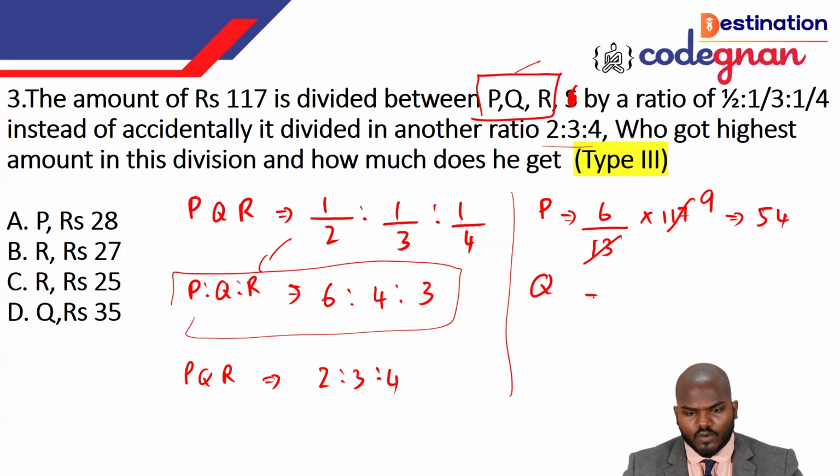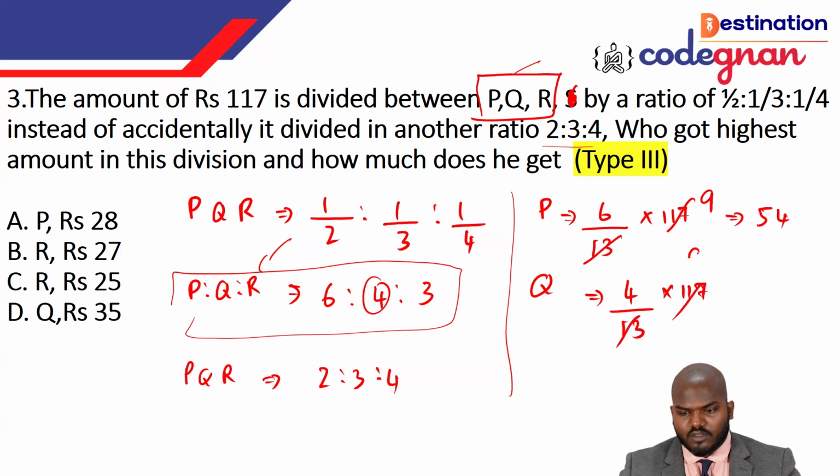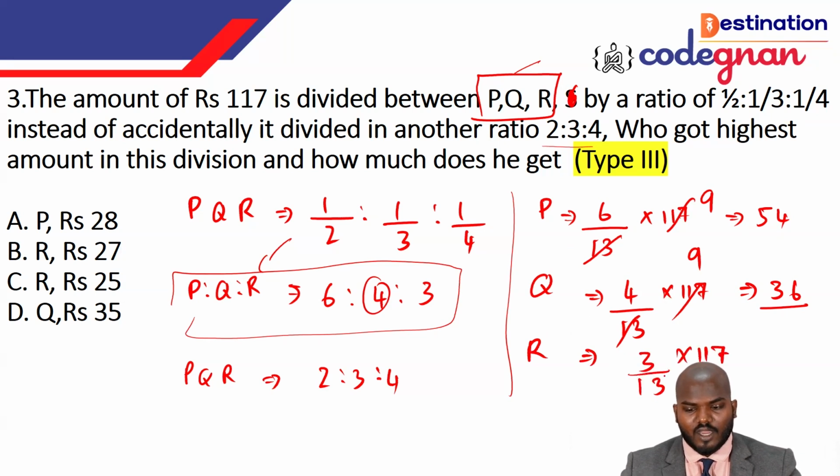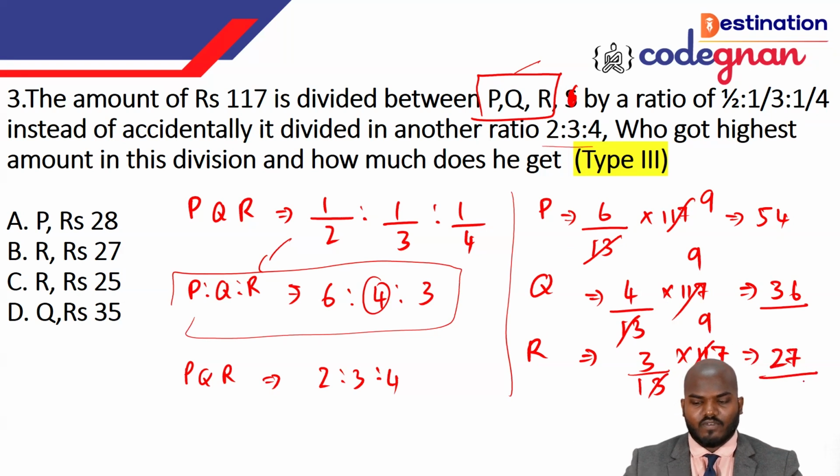And going for Q, which is 4, that is 4 by 13 times 117. 13 times 9, if you multiply, will give you the value 36. And R is again 3 by 13 times 117, which will give you 27. Okay, so here we can say that the highest amount is 54. 54 is the highest amount in the division.